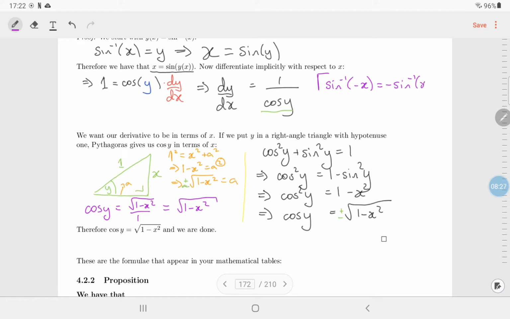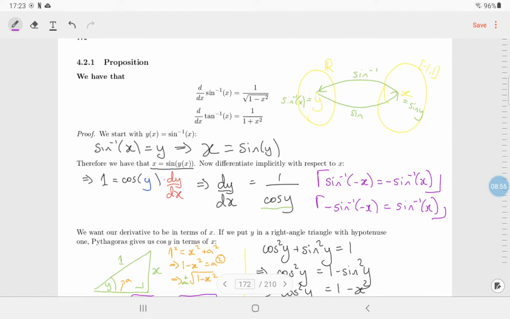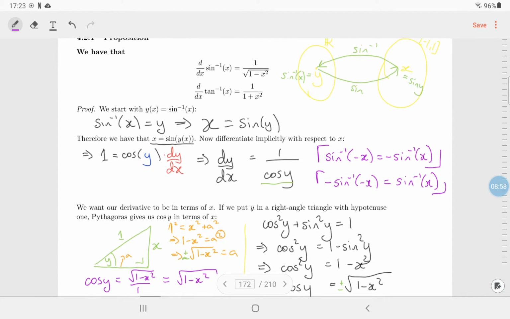So if you run with the minus 1 down here, you probably end up with minus sine inverse of minus x is equal to sine inverse of x, which is actually the same thing. So we don't have to worry about that. But whatever way you do it, cos of y in terms of x is square root of 1 minus x squared. So we have that the derivative of inverse sine is 1 over cos y, but cos y is square root of 1 minus x squared.